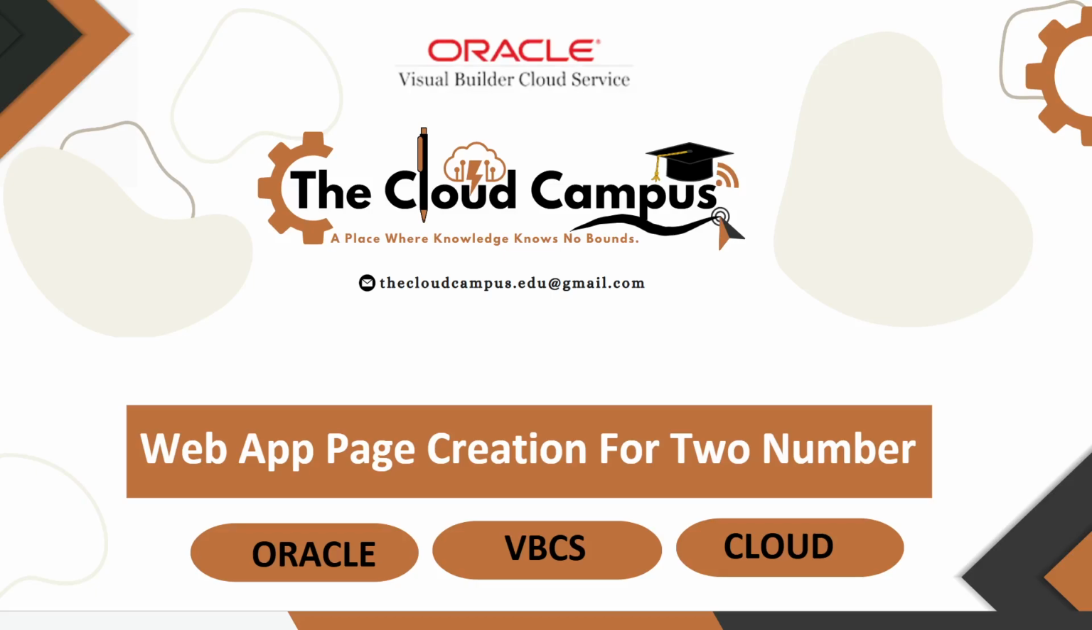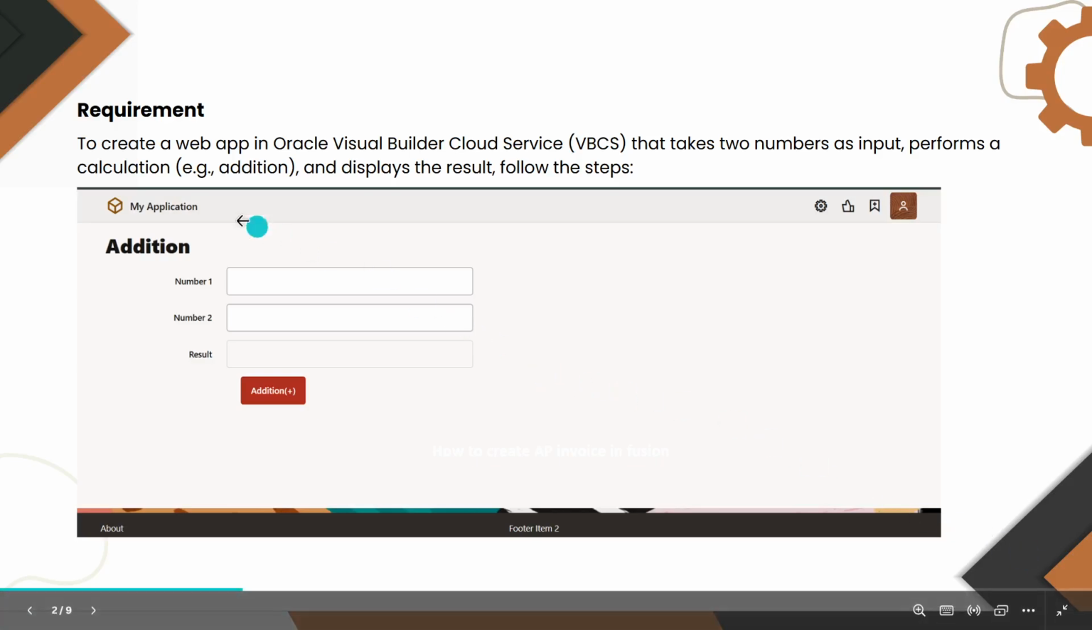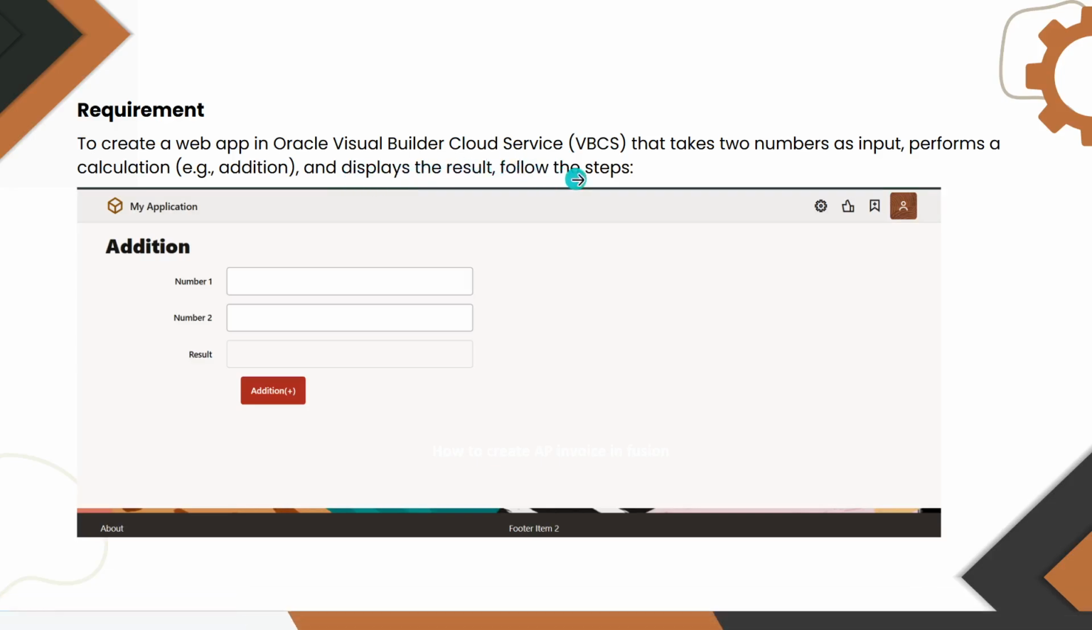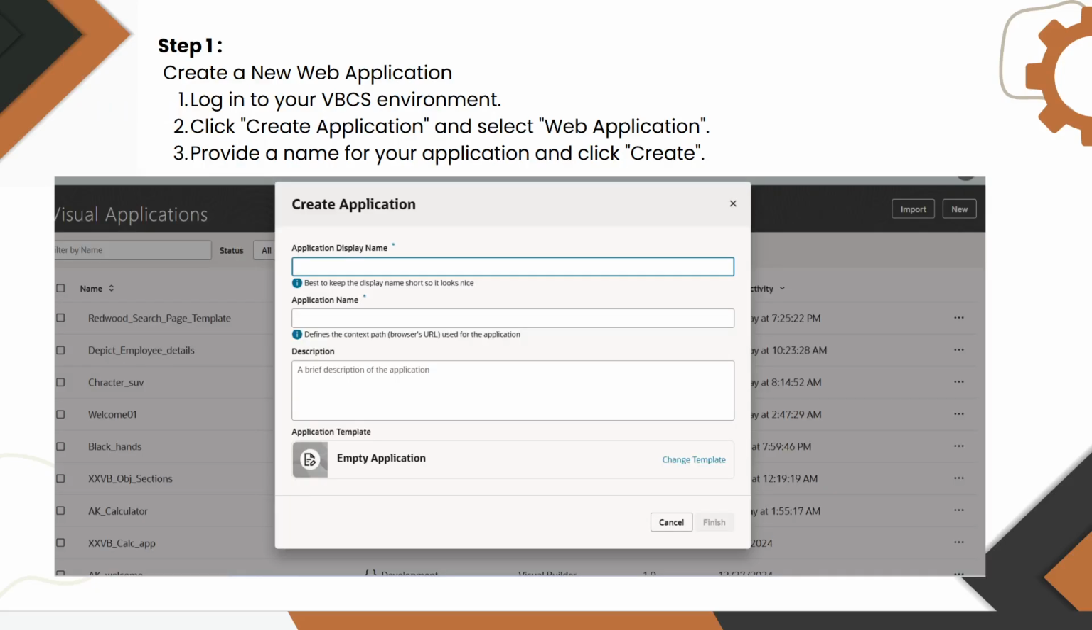Today we are going to learn about web app page creation for two numbers. The requirement is to create a web app in Oracle Visual Builder Cloud Services that takes two numbers as input, performs a calculation, for example addition, and displays the result. Today we will cover all topics step by step.